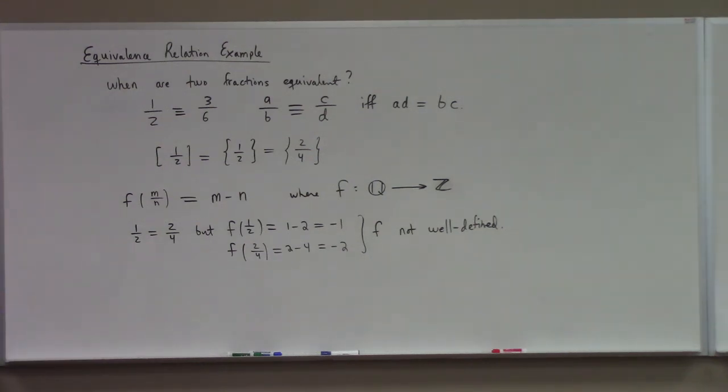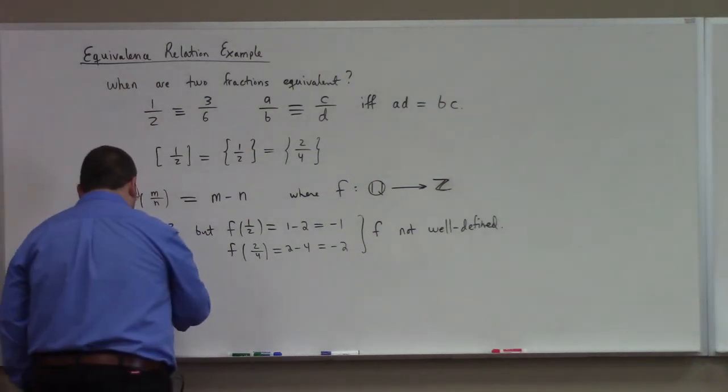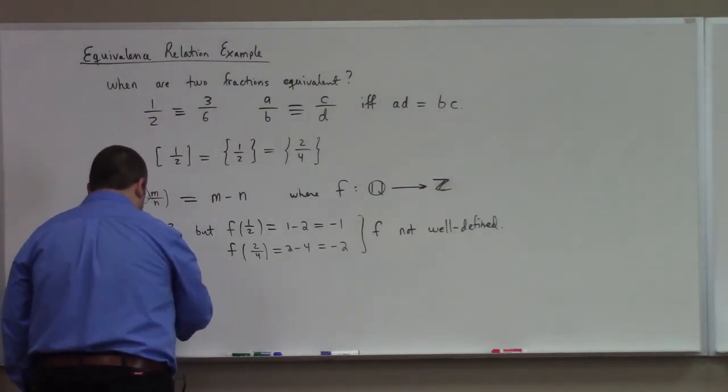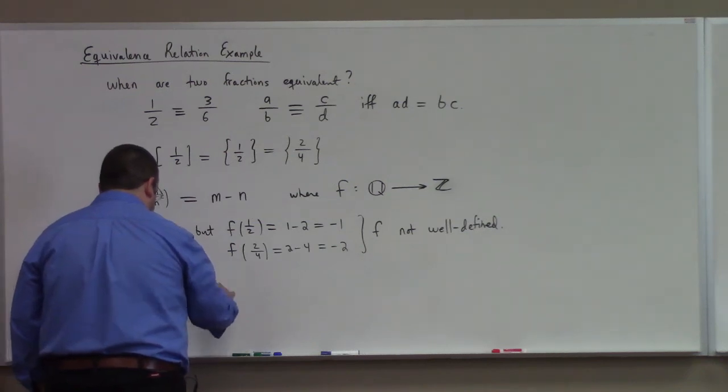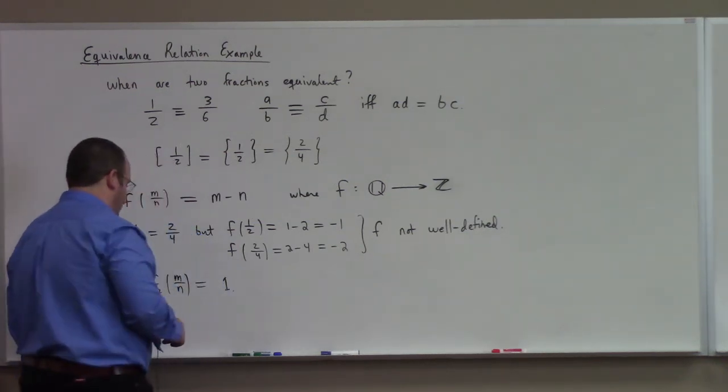Does it matter too that if you put in 3/5 and 2/4, you would get the same number? Right, it would give you minus 2 for both. Well, having the same number is not a problem. If we say f of m over n is equal to 1 for all m and n, that would be a function.